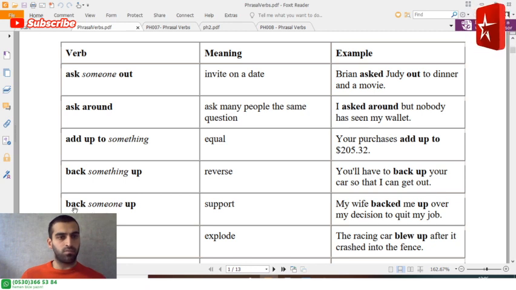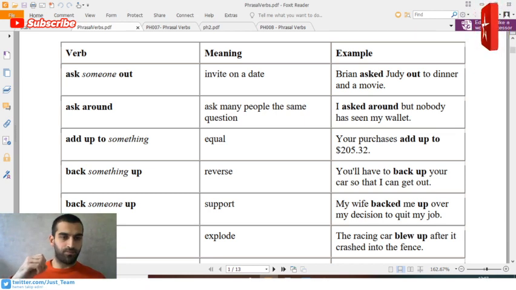The second one is back someone up. Back someone up, it means support. My wife backed me up over my decision to quit my job. So it means help, it means support. Please, if you want, you can screenshot or write these phrasal verbs down in your notebook in order to use them in your daily language. In daily speaking, you should use back someone up, it means support.